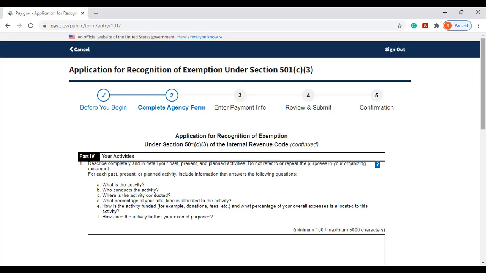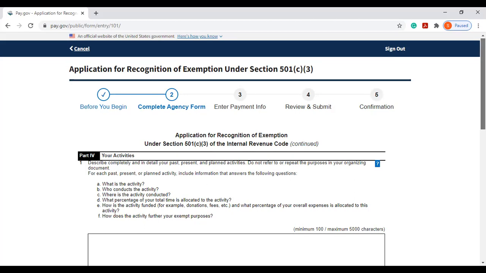And in order for you to submit your Form 1023 application for recognition of exemption to the IRS, you have to establish a pay.gov account. So all you have to do is go to pay.gov and follow the steps to creating an account. And I have a video that will walk you through the steps to doing that. But that's the first thing you have to do. Now, like I said, I've gone ahead and forwarded to part 4, your activities, so that we can talk about your activities here.